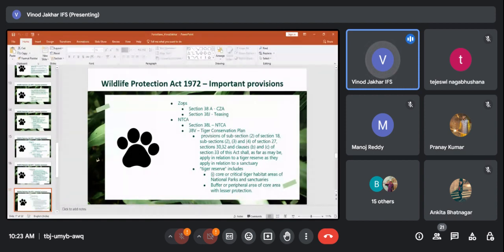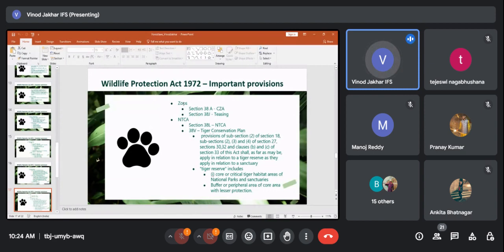Basically, it has the power to regulate, recognize the zoos. Zoos have to be recognized even if they are government. And then the zoo master plan has to be approved by CZA. All the transfer of animals between zoos and among the zoos has to be done after taking approval from CZA. So these are some of the powers of CZA.